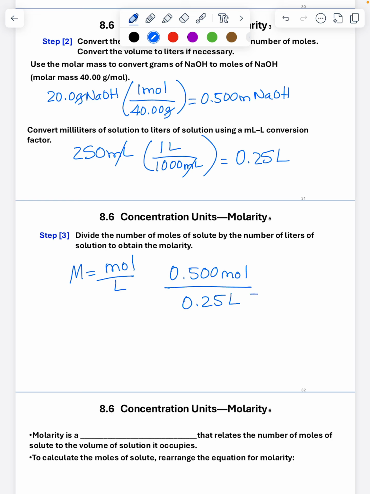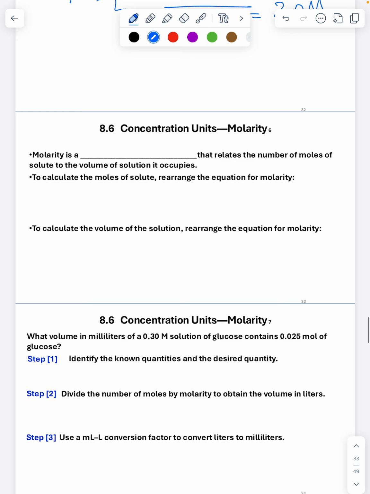Again, we can use molarity as a conversion factor, and we can solve even more problems. And this conversion factor is going to relate moles of solute to the volume of the solution. And so to calculate moles of solute, we would simply rearrange the equation. Here is our original equation, mole over liter. And if we want mole, then we want to get mole by itself.